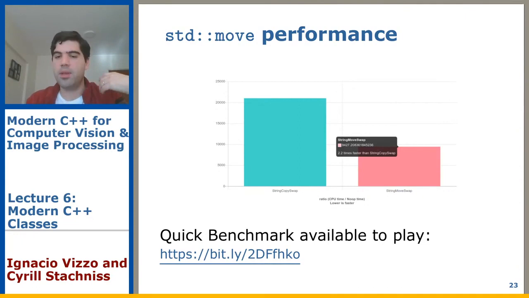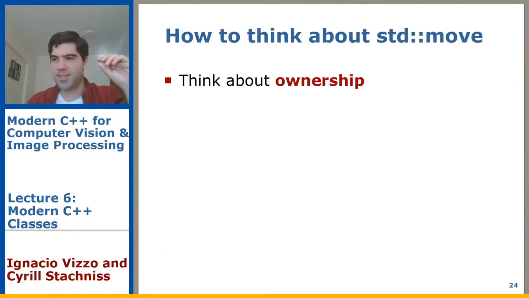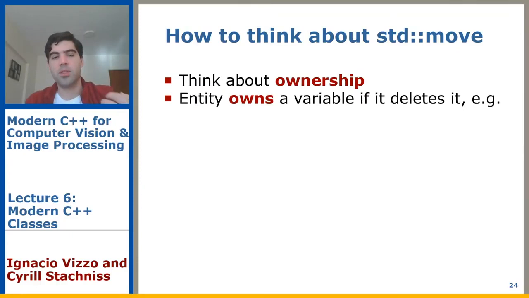And then to summarize, this is like 5 minutes about move semantics, it's not enough, so we should have one lecture on move semantics, so this means 1 hour. So remember, these are just pointers to point you where you should be looking for information. Whenever we talk about move, you should think about ownership. So an entity owns a variable if it deletes it.